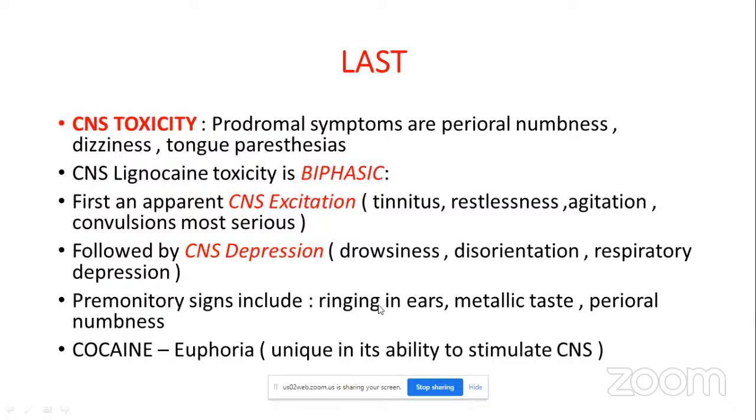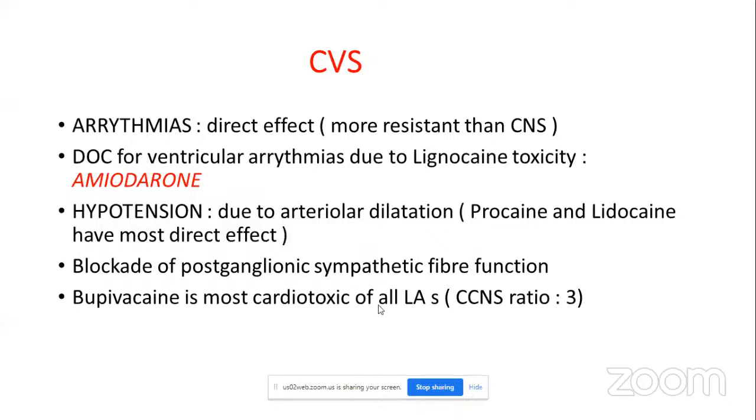In the cardiovascular system, you will be seeing arrhythmias, which is a direct effect of local anesthetic. If serious symptoms occur, it is more resistant than CNS. And the drug of choice for ventricular arrhythmias due to lignocaine toxicity: lignocaine itself is an antiarrhythmic, but if there is arrhythmia with lignocaine, the drug of choice is amiodarone.